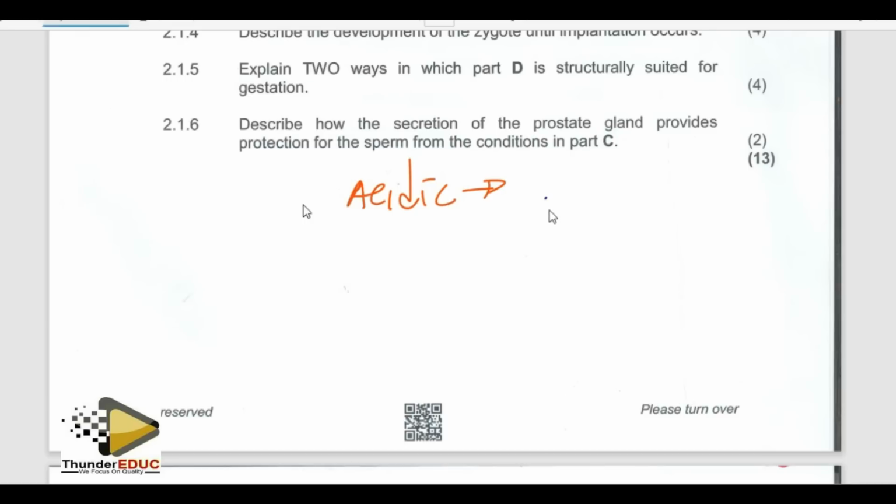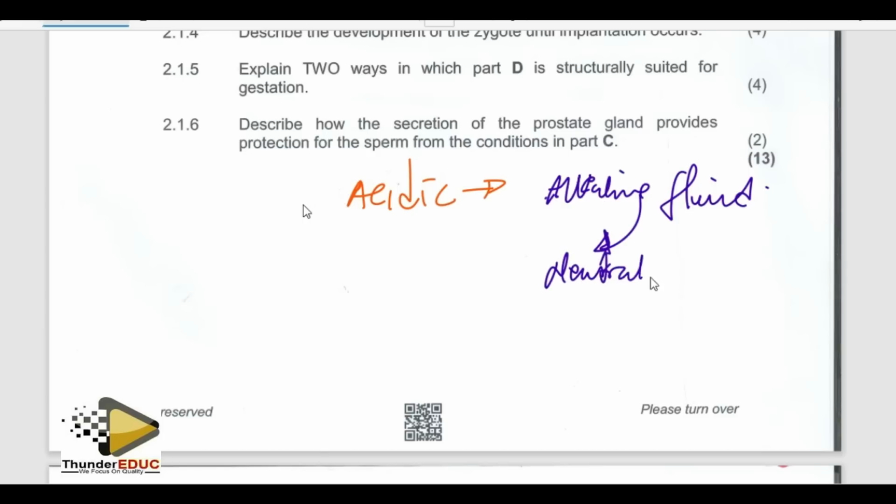The male reproductive structure, that is the prostate gland, is supposed to produce an alkaline fluid. This alkaline fluid will neutralize the acidic nature of the vagina, and then it will protect the sperms from being denatured. Don't forget that sperms are protein in nature. So it tries to neutralize it so that the sperms are not killed by the acidic condition of the vagina. It is good for the vagina to be acidic, but it's not good if it is too acidic. Don't forget that anything which is too much is always bad.